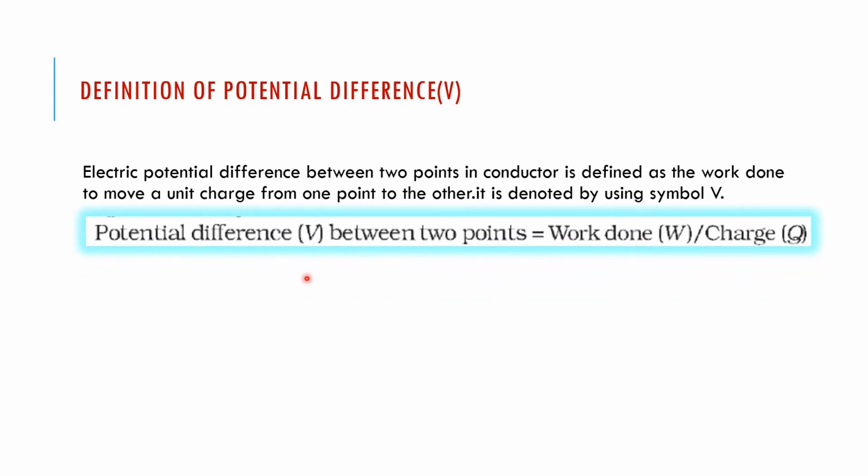Now we'll define the formula. Potential difference V between 2 points is equal to work done by charge. Work done is denoted by W and charge is denoted by Q. So the formula for potential difference is V equal to work done by charge. Very important formula: V is equal to W by Q. Now this is the third important formula. First we saw what is charge Q. Then we defined electric current, I is equal to Q by T. Now we are defining potential difference, V is equal to W divided by Q. Remember this formula as well.